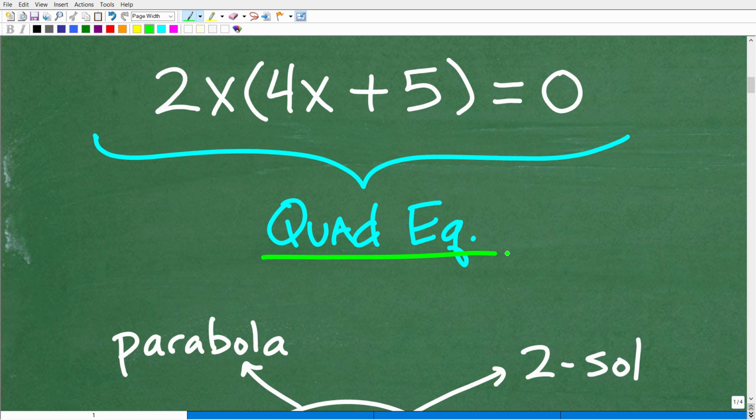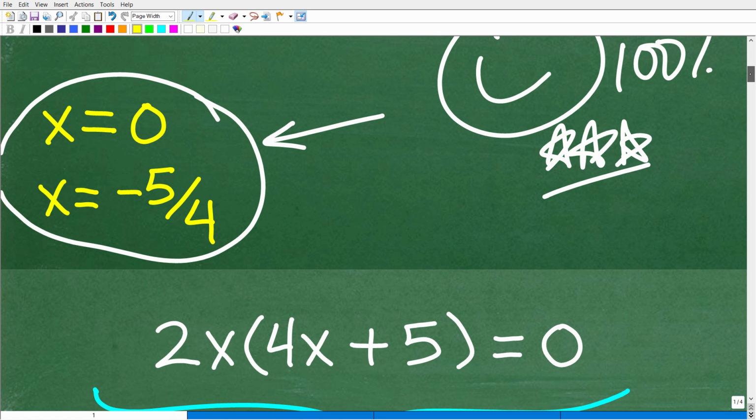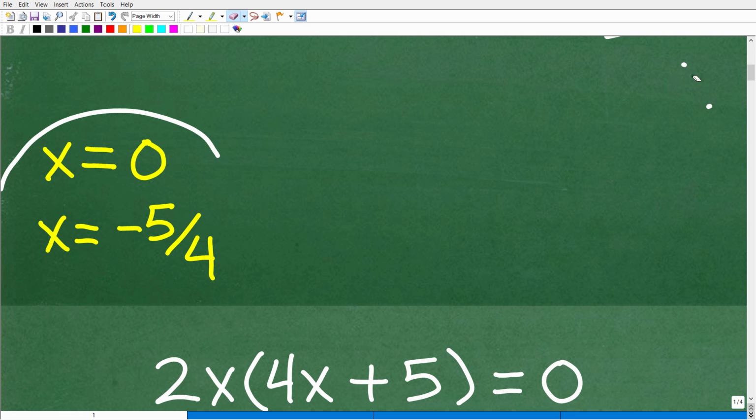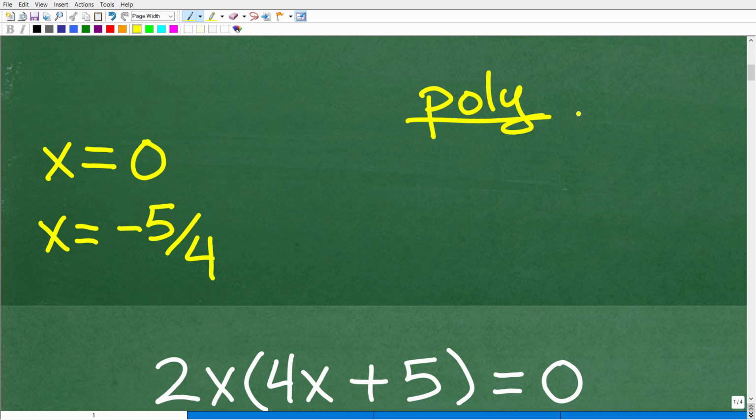Well, a quadratic equation, by definition, is what we call a second degree polynomial. Now, that sounds kind of fancy, but let me go up here real quick and show you what a second degree polynomial looks like. First of all, we need to understand what is a polynomial. A polynomial, okay, let's just use a variable like x.